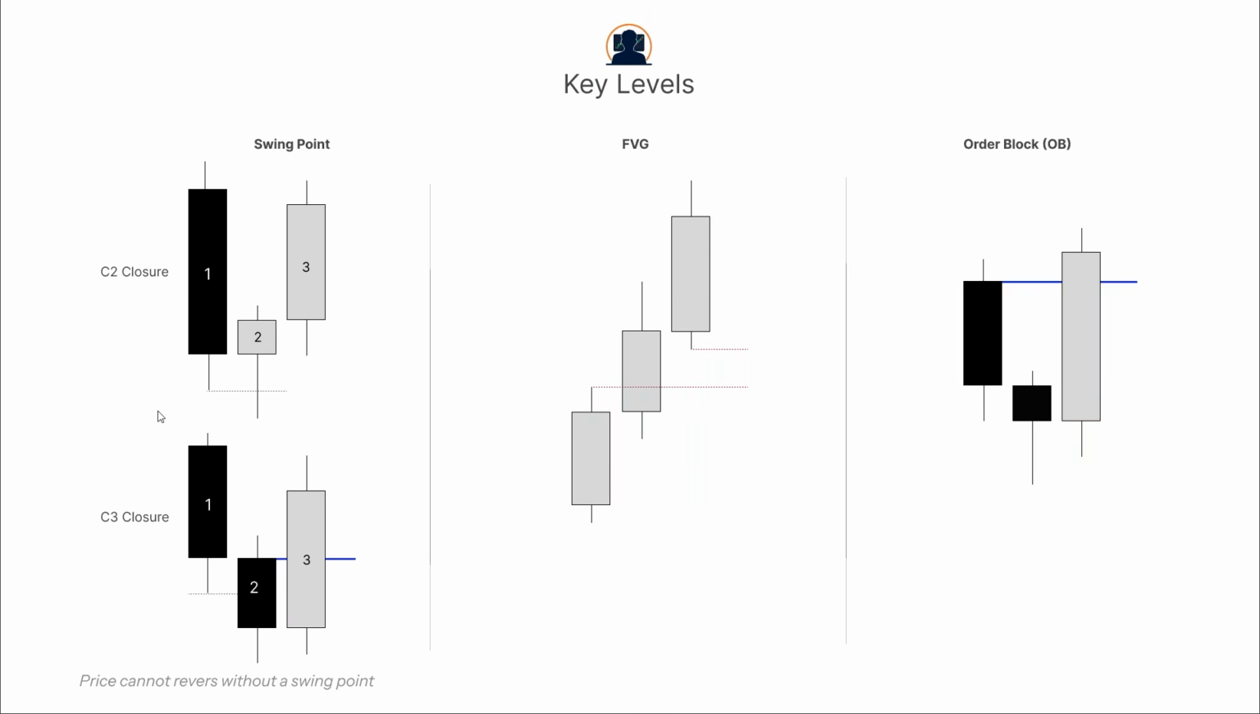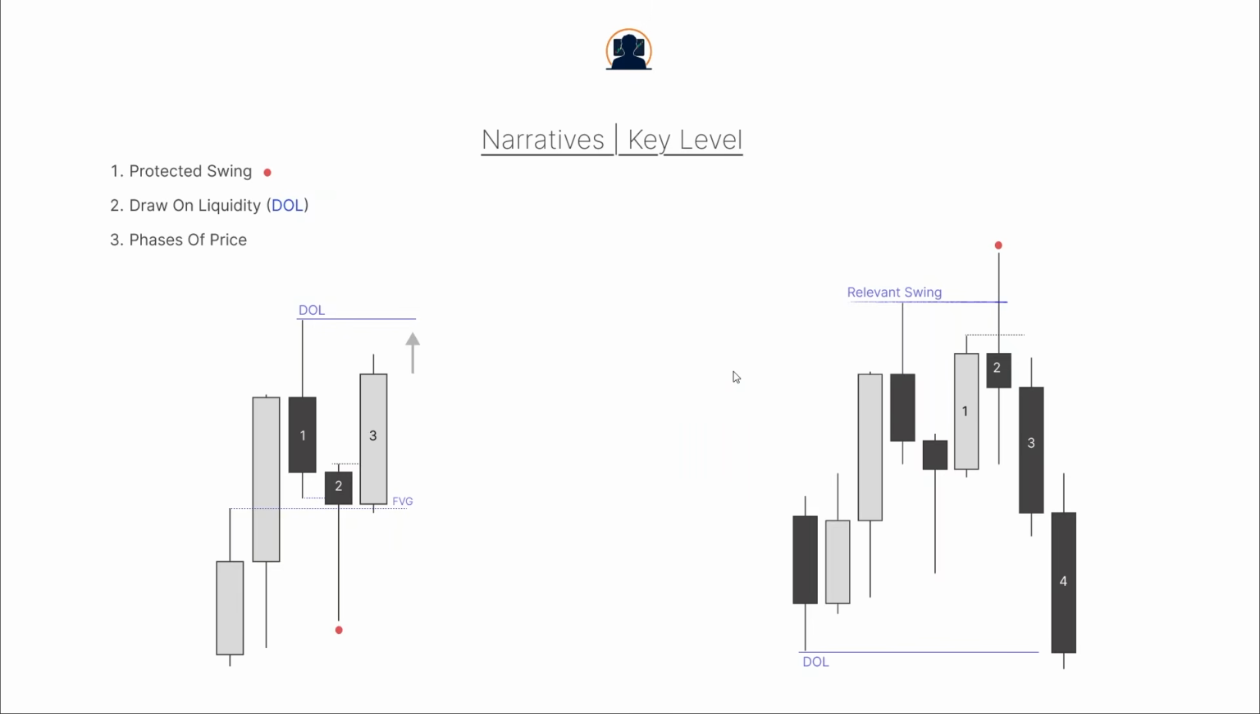It must form one of these swing points in that key level before it can revert. So with that knowledge in mind, we always want to monitor how price reacts from key levels. Now, if we get the swing point formed in a key level, that swing point becomes a protected swing.